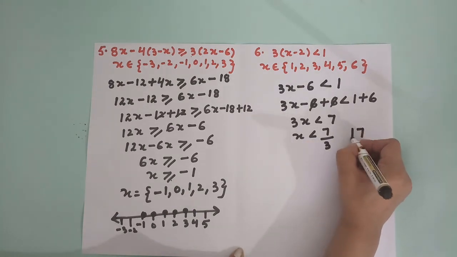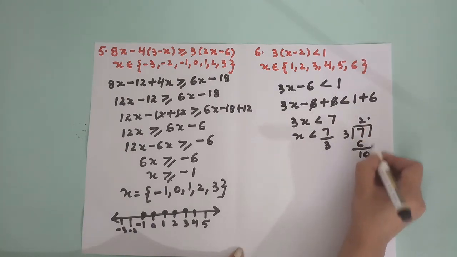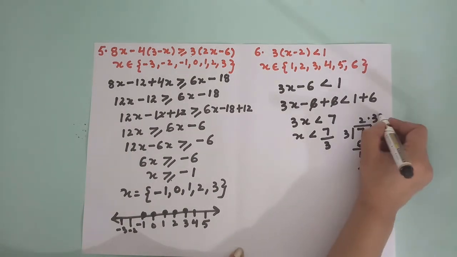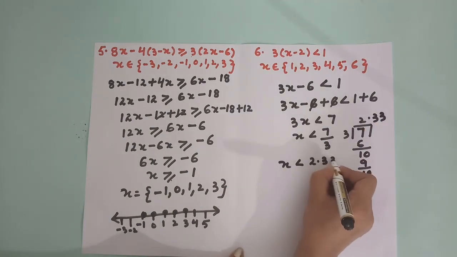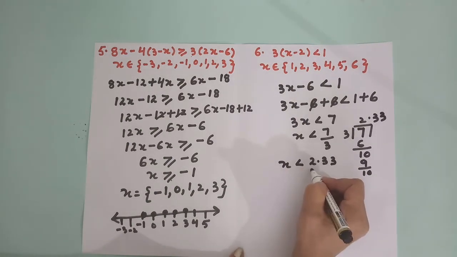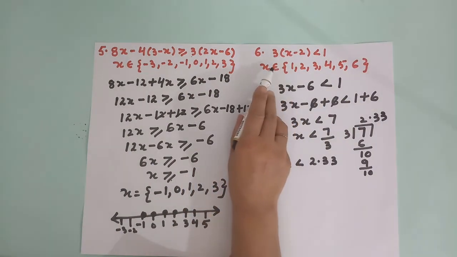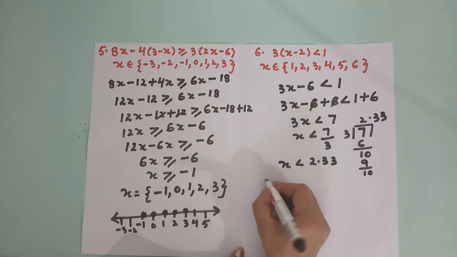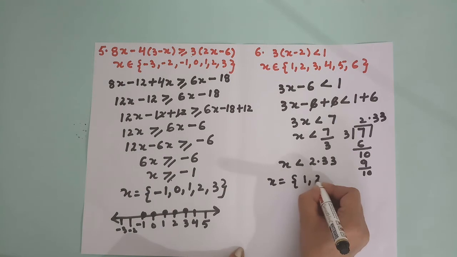What is my 7 upon 3? Let me check. 3 2s are 6, 3 3s are 9, so this will be 2.33. So x is less than 2.33. Let me check the replacement set to see which numbers are less than 2.33. There are only two numbers. Which are those? 1 and 2. So your solution set is 1 and 2.